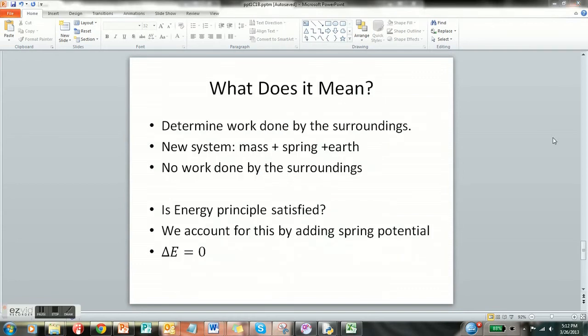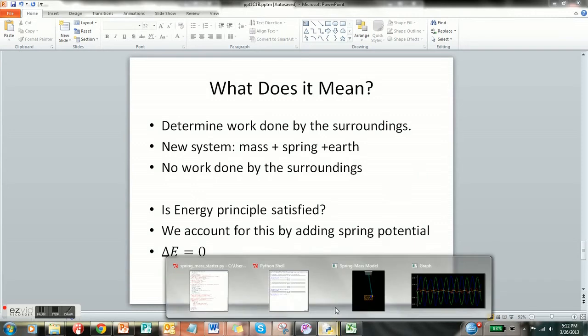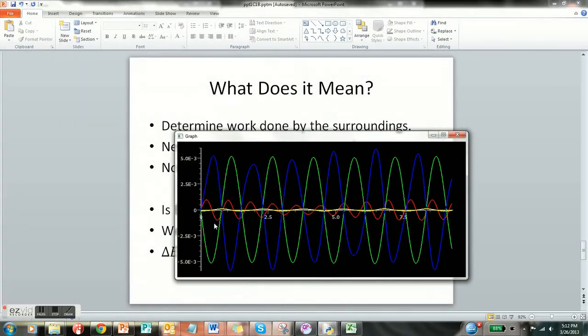Okay, for the second question, determine the work done by the surroundings. Well, the system is the mass, the spring, and the earth, and nothing's really interacting with the spring, so there's no work done by the surroundings. You can see this if we pull up the energy graph. Work is the sum of all the energies.